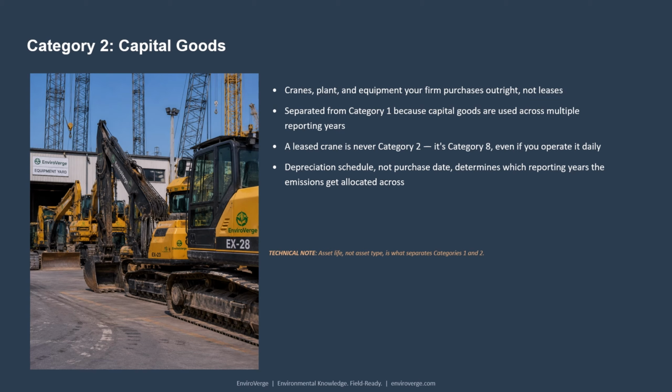Category 2 is cranes, plant, equipment you purchase outright, not lease. It's separated from Category 1 because capital goods get used across multiple reporting years. A leased crane is never Category 2. It's Category 8, even if you operate it every day.